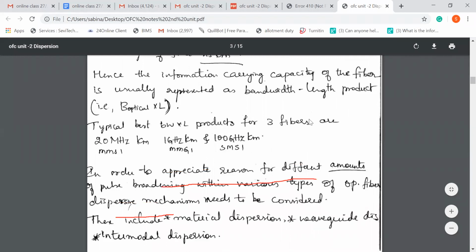Bandwidth into L product for the three fibers, as you can see, is already written. For MMSI it is 20 megahertz, then 1 gigahertz, and 100 gigahertz per kilometer.